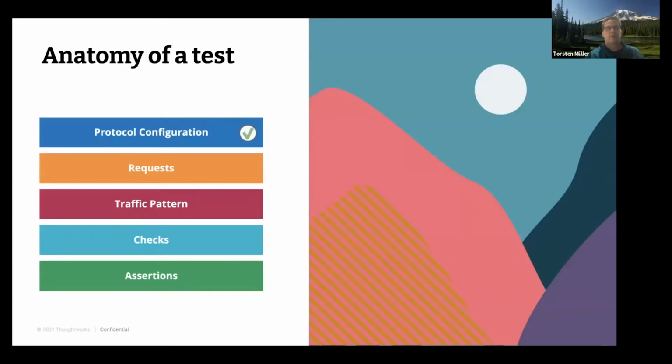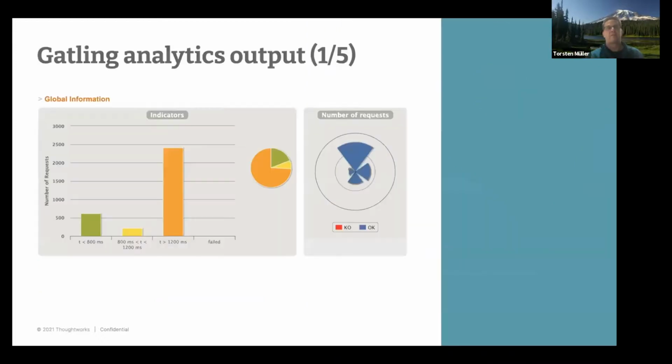So we've looked at protocols. We've seen how to do requests. We've done the traffic patterns, load test, spike test, all those kind of things. The two uses for checks are to extract data and to basically check whether a request was successful. And then the assertions, which aggregate all the information from the checks and then tell us whether the test run actually has succeeded or not.